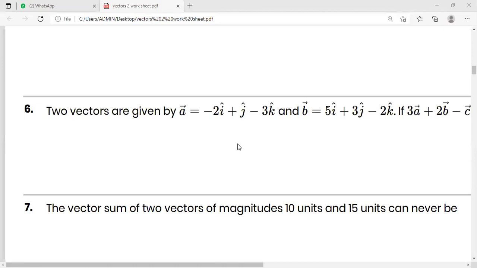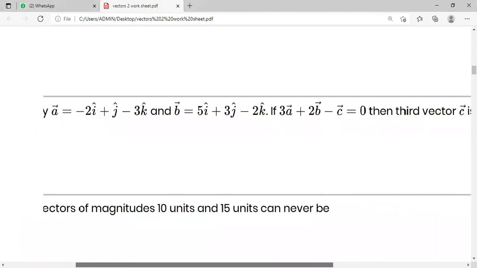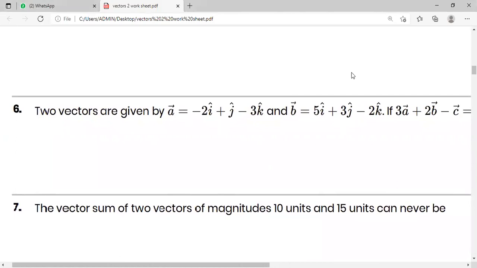Simple question. Two vectors are given by A bar equal to minus 2I cap plus J cap minus 3K cap and B bar equal to 5I cap plus 3J cap minus 2K cap. If 3A bar plus 2B bar minus C bar equal to 0, then third vector C bar is. So you have to write the relation here. What is the relation given? 3A bar plus 2B bar minus C bar equal to 0.